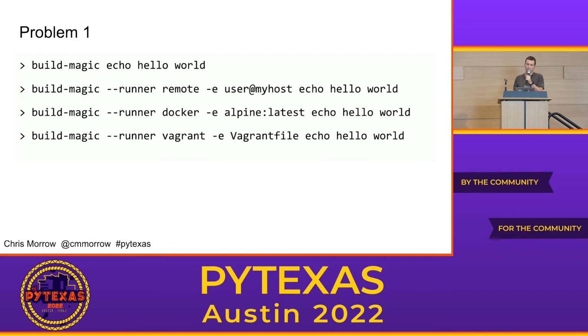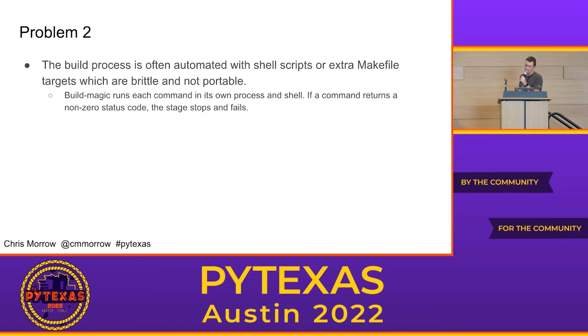These are all running echo hello world, but this shows you what it looks like when you run it using the remote runner, the Docker runner, Vagrant. You get the idea. All right, so problem 2. The build process is often automated with shell scripts or extra Makefile targets, which are brittle and not portable.